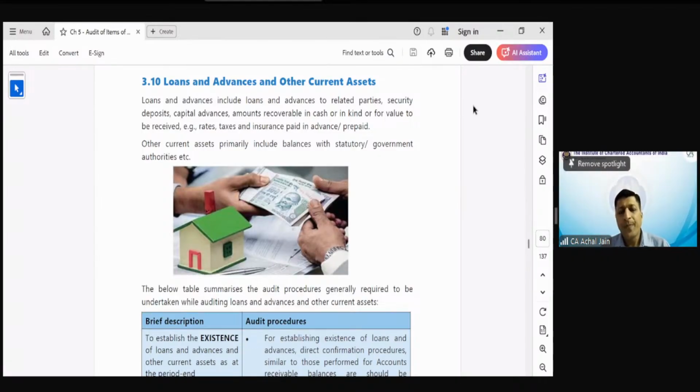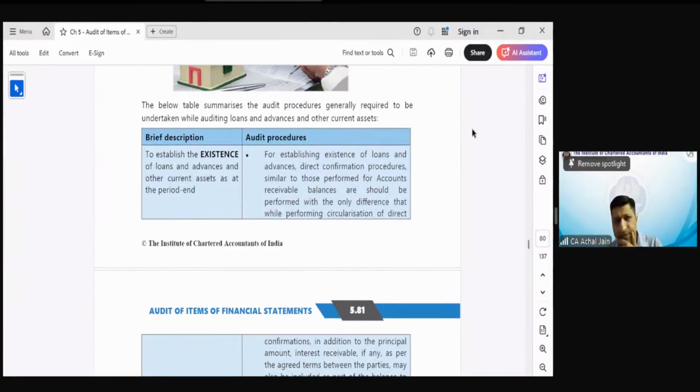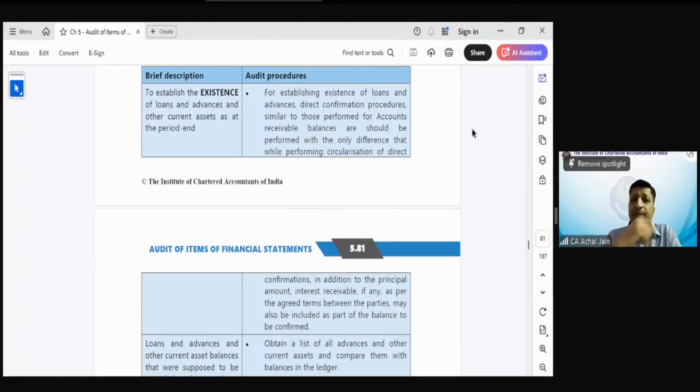Okay, so now let's continue on this. Now I think we have discussed some of the procedures around loans and advances. Of course, we understand there's another component of other current assets. So let's look at these audit procedures in the study. One, for the existence.